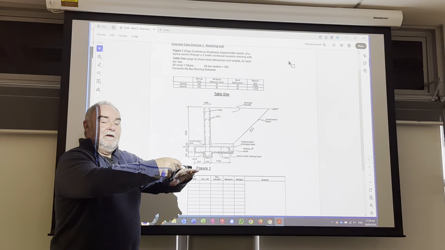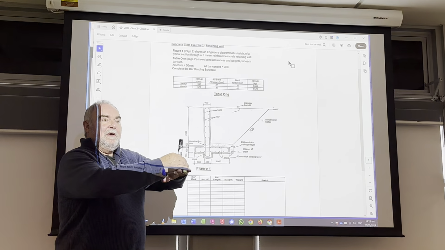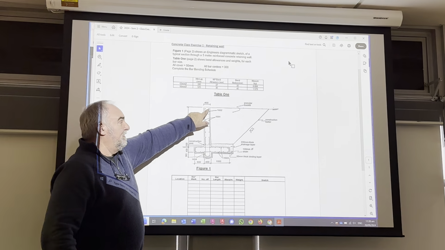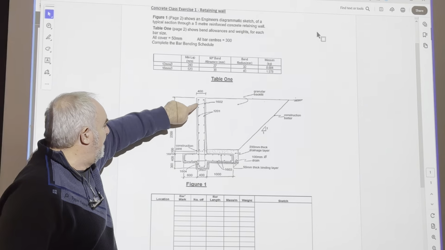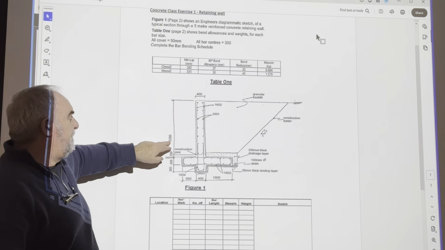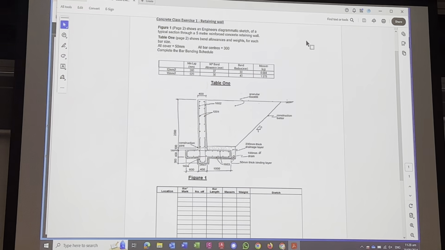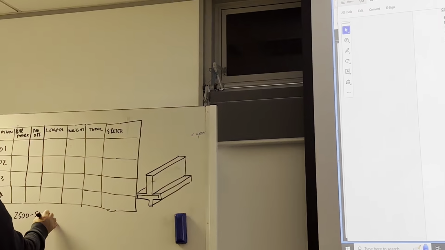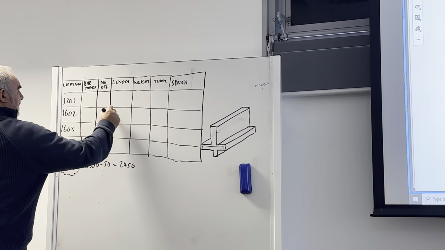We can't put it that way because the whole bar will be lying on the construction line. So if it's that way, we also have to allow for cover at the top, which is 50. So that length from there to there minus 50 is 2,500 minus 50, which equals 2,450. So that is the length of that bar there.